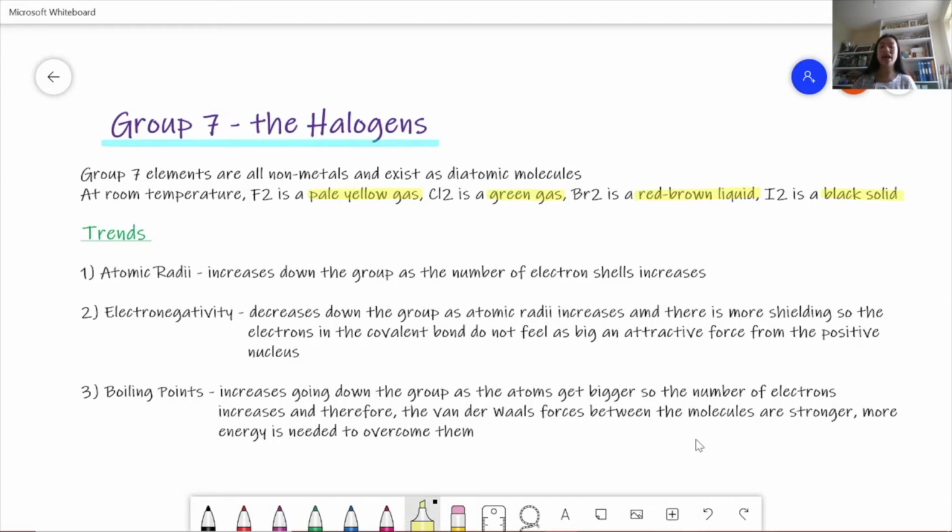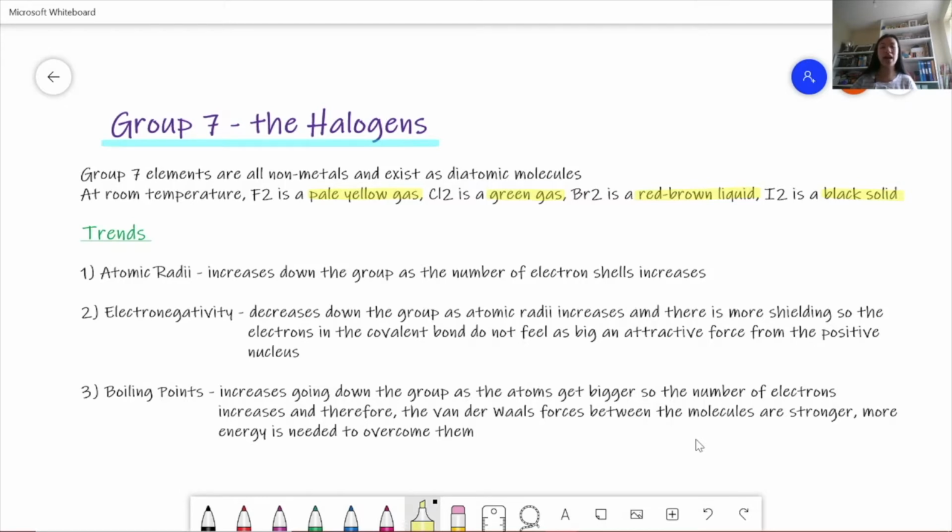The second trend we have is that electronegativity decreases down the group. Electronegativity is the power of an atom to attract the pair of electrons in the covalent bond. And because the atomic radii increases when we go down the group, there's more shielding, so the electrons in that covalent bond do not feel as big an attractive force from the positive nucleus compared to atoms which are further up the group.